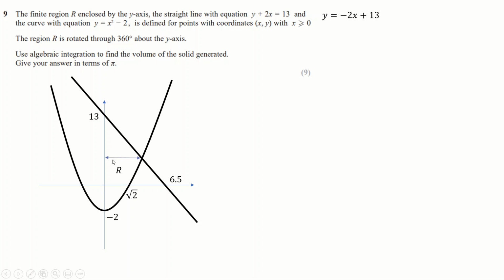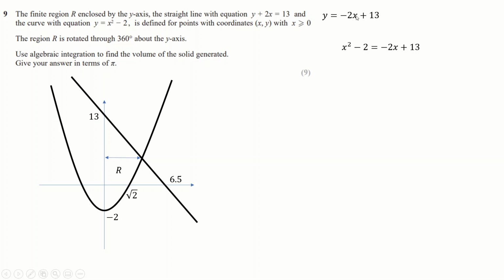Again, if you've done this kind of thing as practice, you'll be used to this. Split the region in, and then this region rotated just makes a cone. Like if you just rotate this triangle here, you make a cone around the y-axis. Now that cone has a radius that I need to find out and a height that I need to find out, so this point seems very helpful to me.